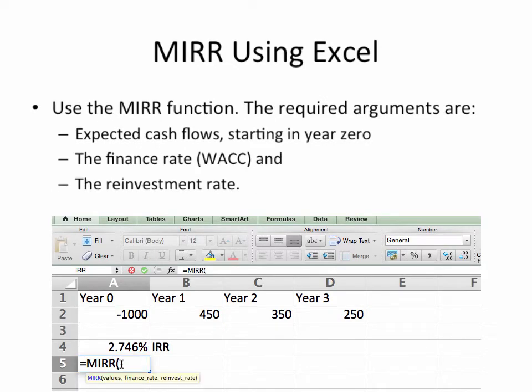The arguments that we require here are the expected cash flows starting in year 0, the financing rate, which is the weighted average cost of capital, and the reinvestment rate. Now, usually these will be the same, but if a firm believes that it has projects that can reinvest cash flows at a higher rate of return than the weighted average cost of capital, then it can use that higher rate as the reinvestment rate.